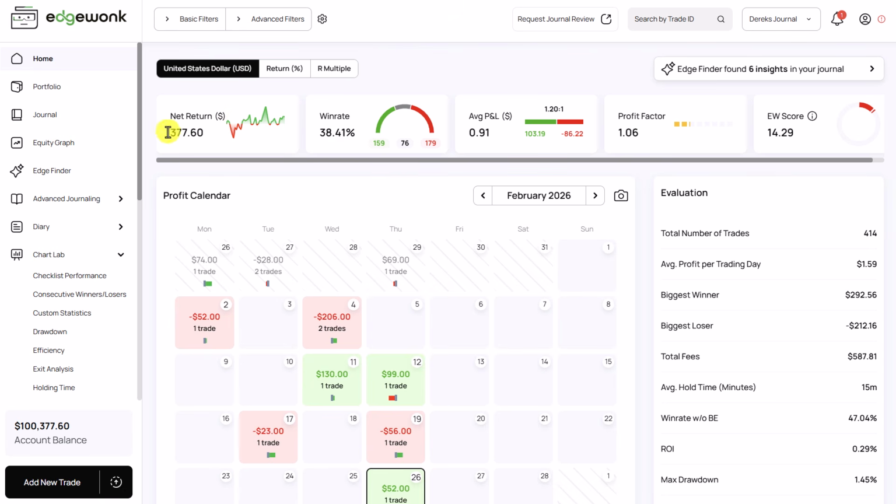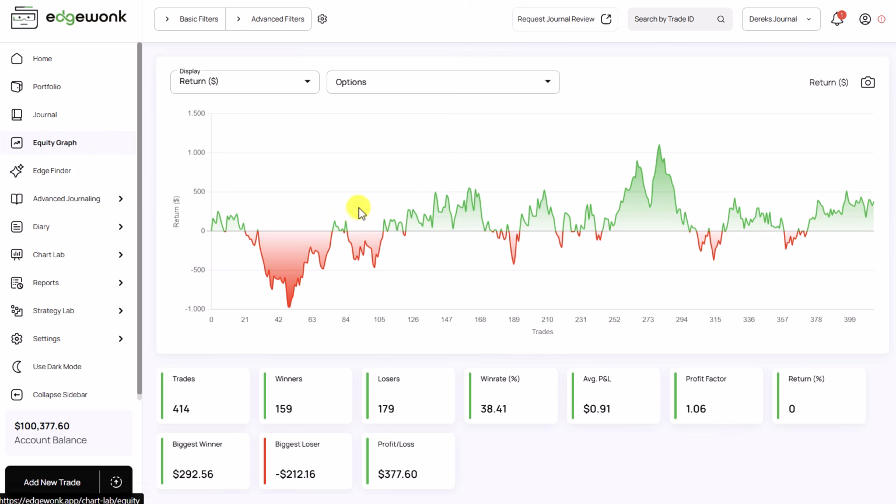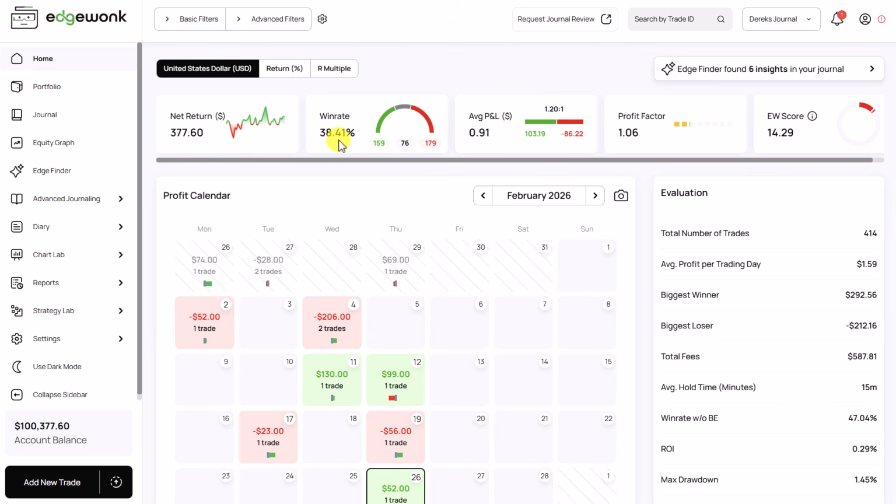Net return slightly positive, but when we zoom in here in the equity graph, we can see it's mostly around the break even. There was a big drawdown, then he had some good profits, but in the end, it's fluctuating around break even. The win rate of 38% and a 1.2 reward to risk ratio give him a profit factor that is slightly above break even. Of course, that's what also the equity graph shows. So let's see what we can find, and let's see why there are a lot of fluctuations and inconsistencies.